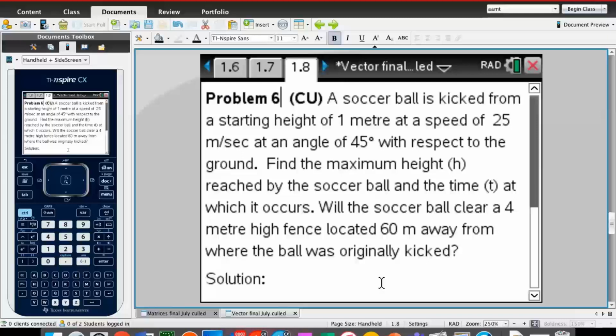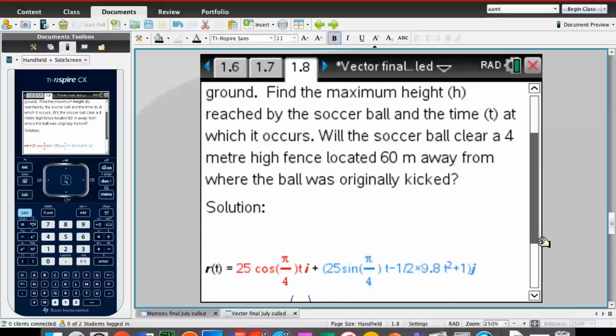So this is a soccer ball being kicked from a starting height of 1 metre at a speed of 25 metres per second. The angle is 45 degrees with respect to the ground. Find the maximum height reached by the soccer ball and the time at which this occurs. Will the ball clear a 4 metre high fence located 60 metres away from when it was kicked?